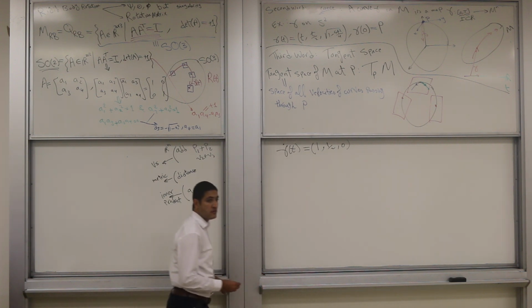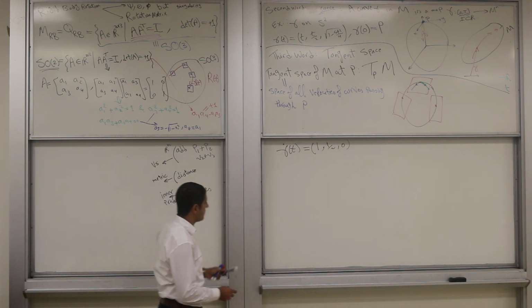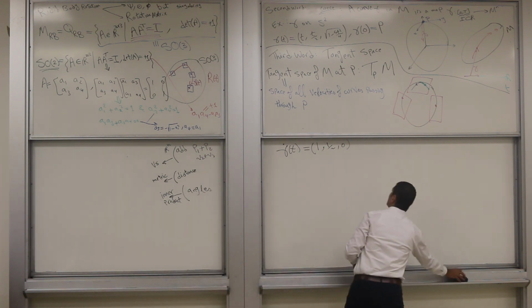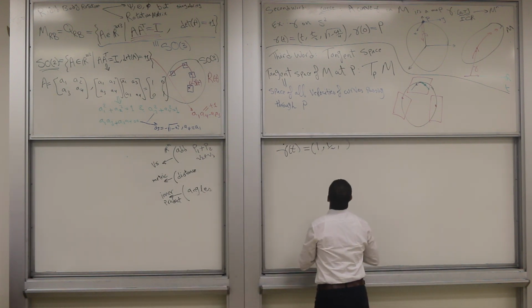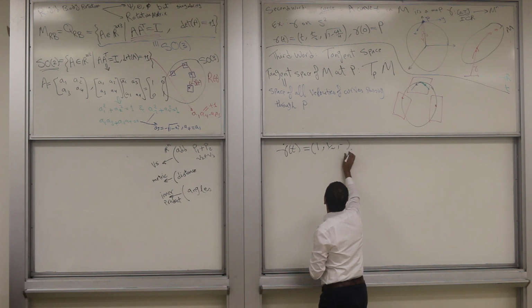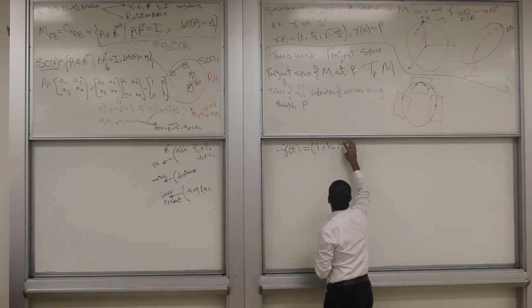Why is it 0? 1 is 0. Oh, sorry, it's not 0. Negative what? This is 5 over 2, 5t over 10. No, 10, right? 10 over 4 divided by square root, yeah.